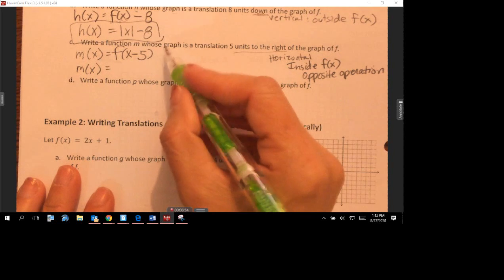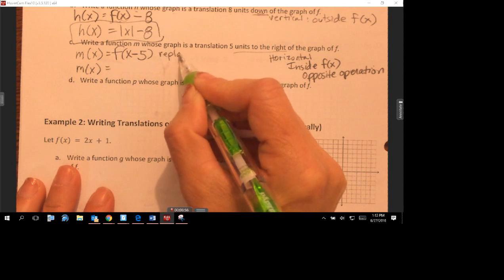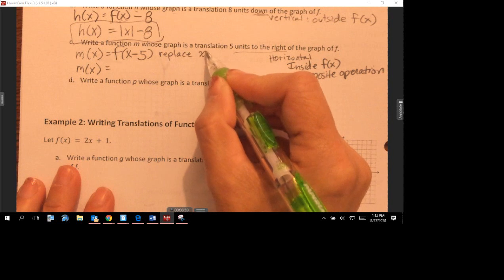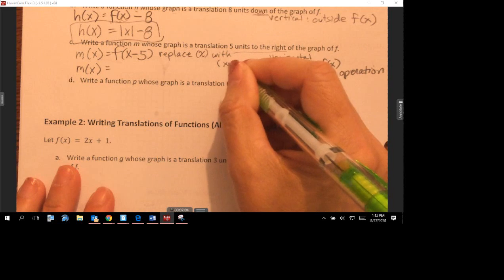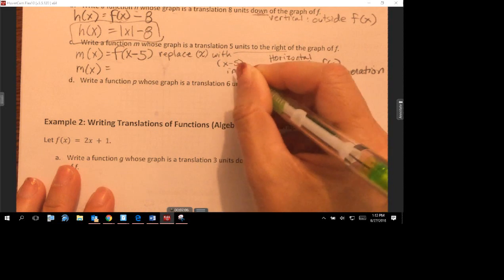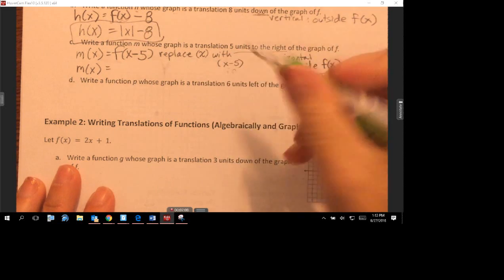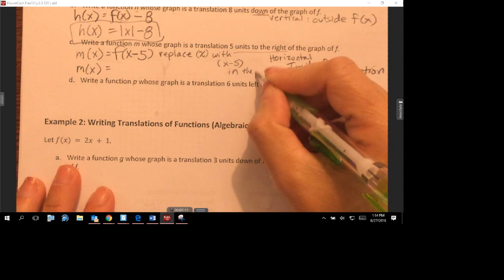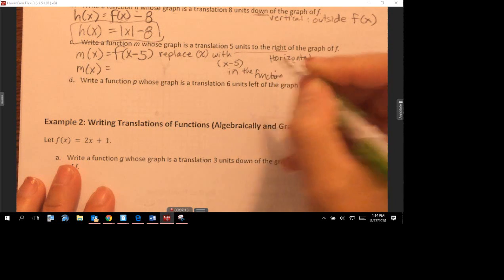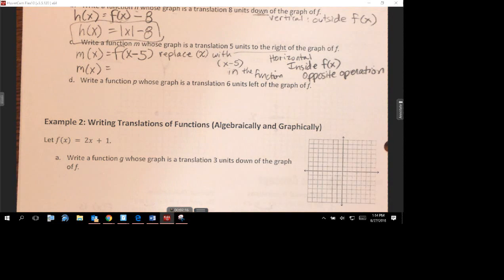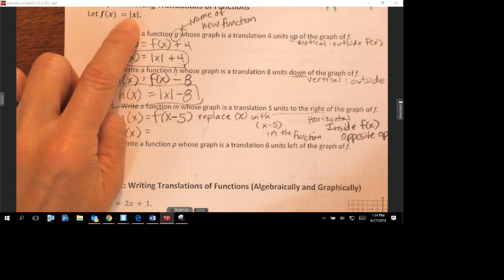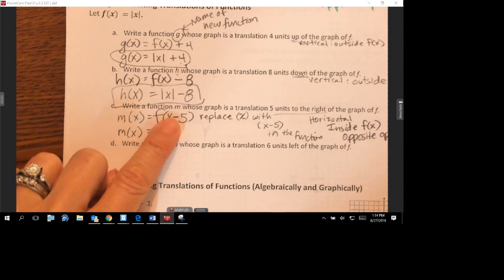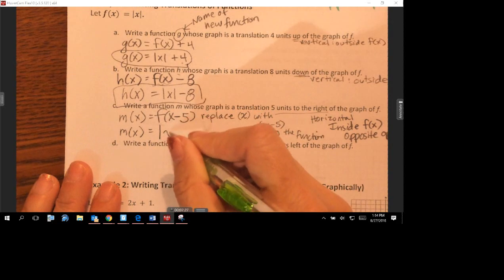So now what we do is we replace x with x minus 5 in the function. So instead of having an x in the function, we're now going to have an x minus 5. So you know the original function is absolute value of x. We're going to replace x with x minus 5. So my new function is now absolute value of x minus 5.